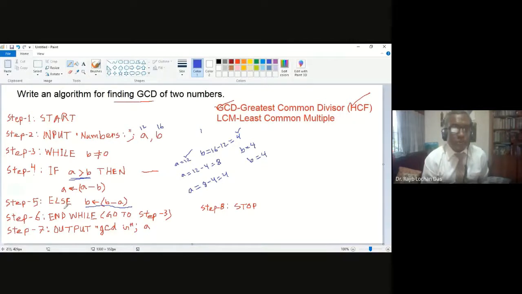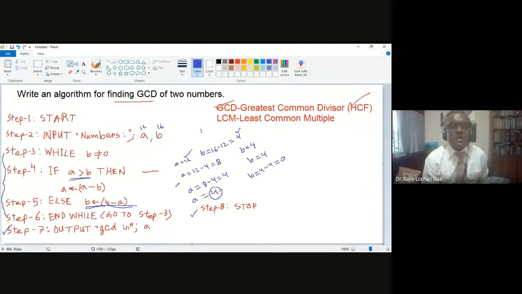So it will go to the else statement. So else statement means A and B can be equal or A can be smaller. So A will be the same 4 and B will be 4 minus 4. So B will be 4 minus 4 means it is 0. So it will go back to step 3 and then go out of the loop. So out of the loop means it will come to step number 7. Step number 7 is output GCD is A. So A will be 4 and it will be the result and then stop.